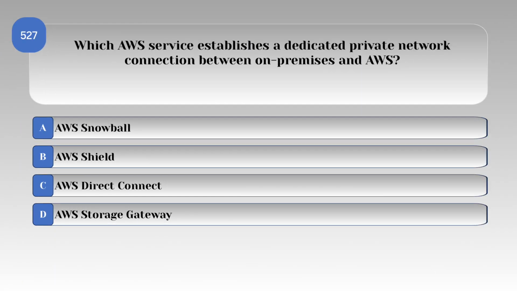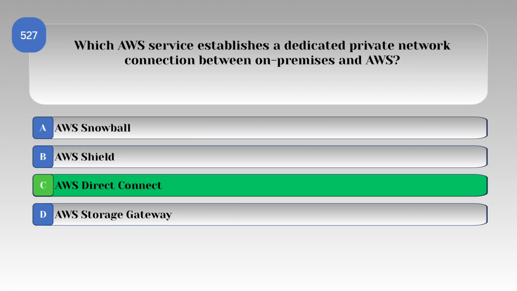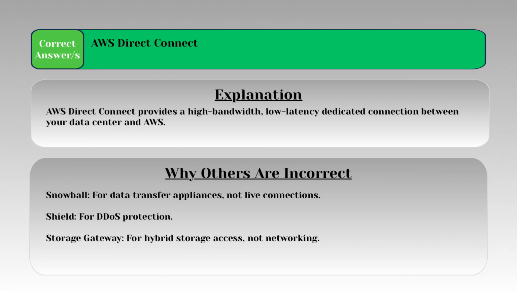Which AWS service establishes a dedicated private network connection between on-premises and AWS? Correct answer, AWS Direct Connect. Explanation. AWS Direct Connect provides a high bandwidth, low latency dedicated connection between your data center and AWS.